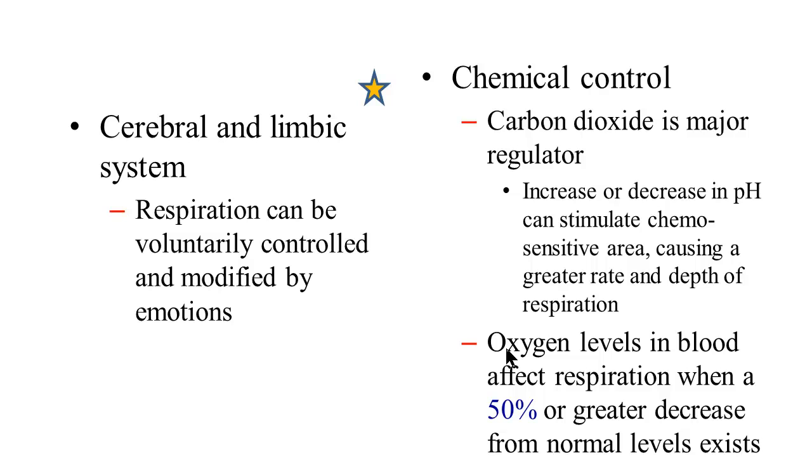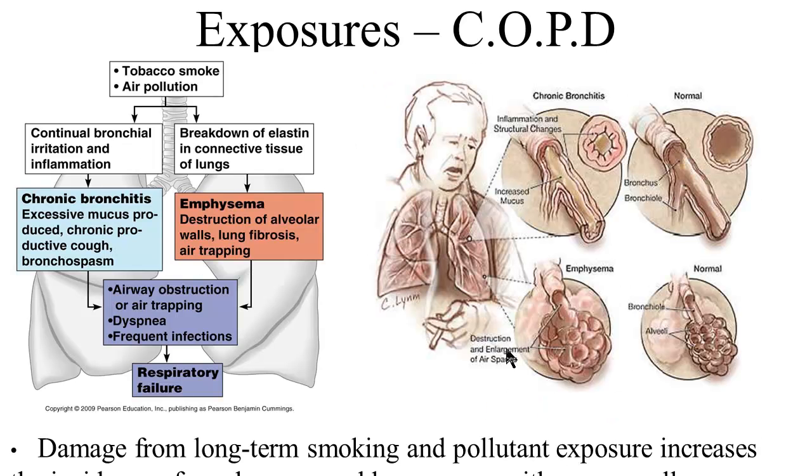So the effects of some environmental exposures on the lungs, a common one is COPD, which stands for chronic obstructive pulmonary disease. There are two types of COPD. One is chronic bronchitis, the other one is emphysema. People who are lifelong smokers usually suffer from both of these, and they are the result of irritants from the environment, not always tobacco smoke. It might be air pollution.